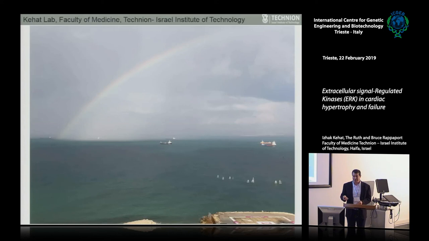And again, thank you. I took this Tuesday from my office window. It looked like a nice rainbow. Maybe it was a good sign or something, but we'll see. So thank you.